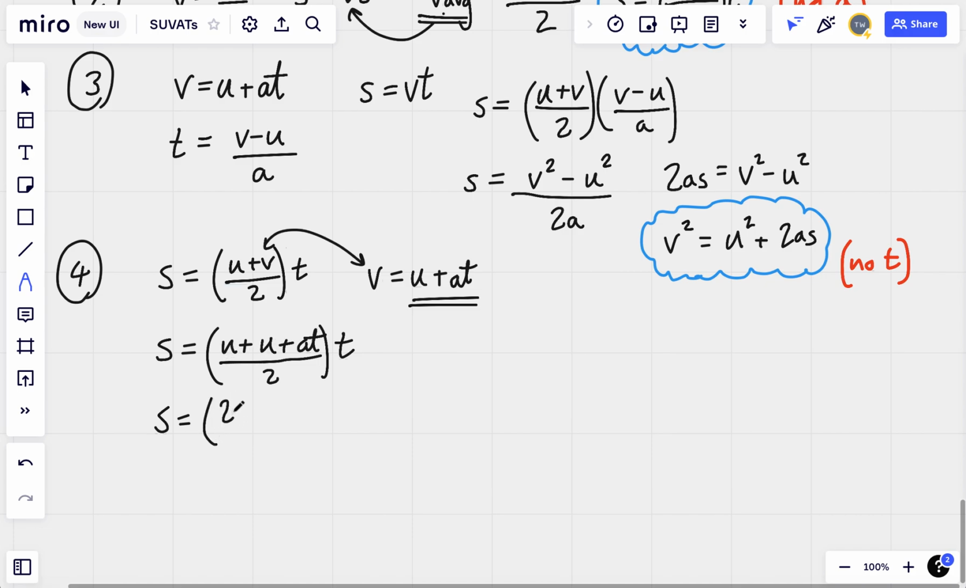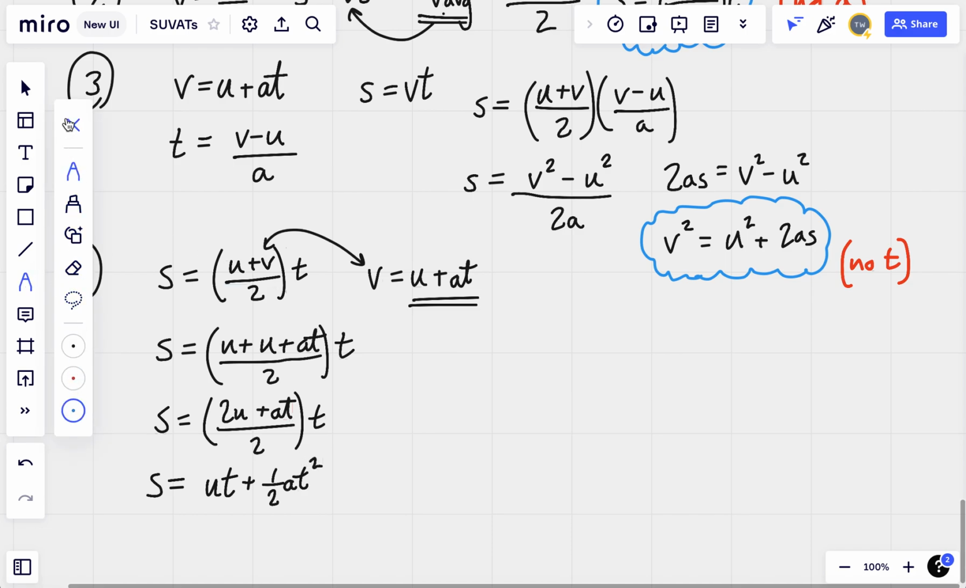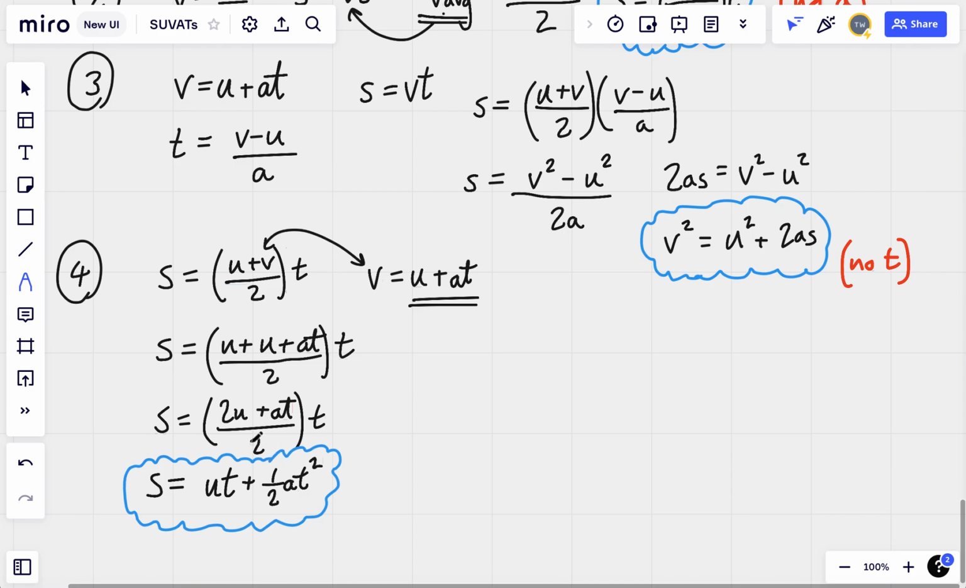u plus u is 2u plus at over 2 times t. It's going to all fall out. The 2 is going to cancel here. That's going to give me ut plus a half at times t squared. This is perhaps one of the more difficult ones to derive, but trust me, practice it a couple of times and it will be a piece of cake.